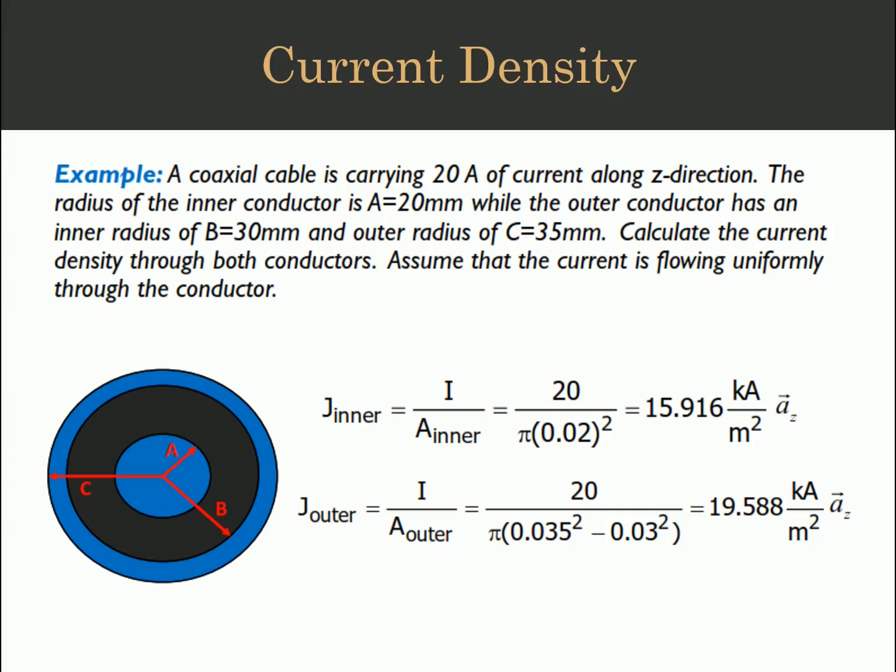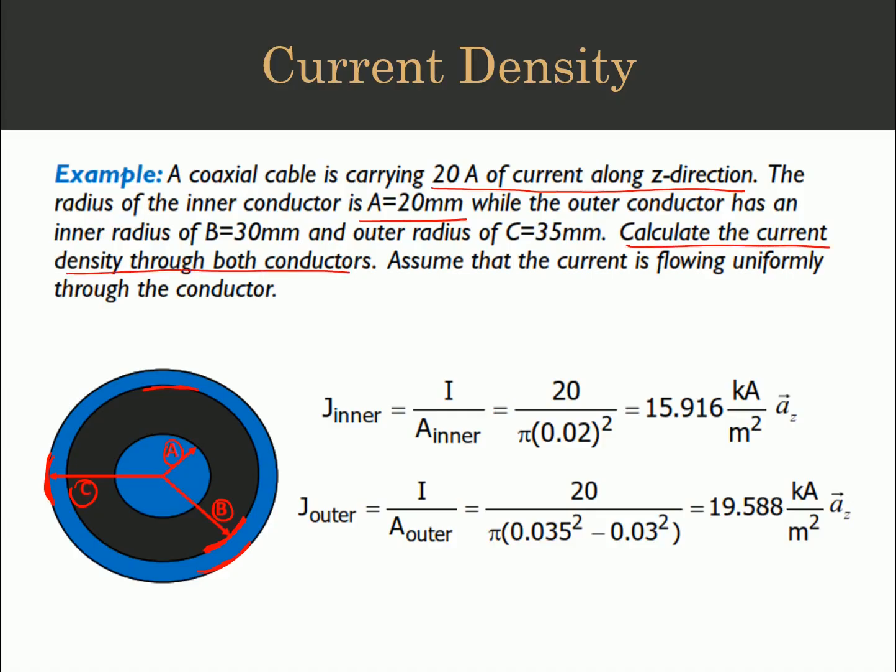So consider we have a coaxial cable carrying 20 ampere of current along the Z direction. The radius of the inner conductor is a, which has a value of 20 millimeter, and the outer conductor has two radii. The inner portion has a radius of b, and the outer portion has the radius of c. So this is the outer side of the outer conductor, and this is the inner side of the outer conductor.